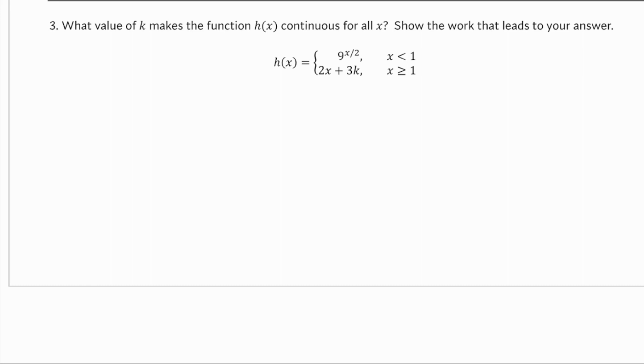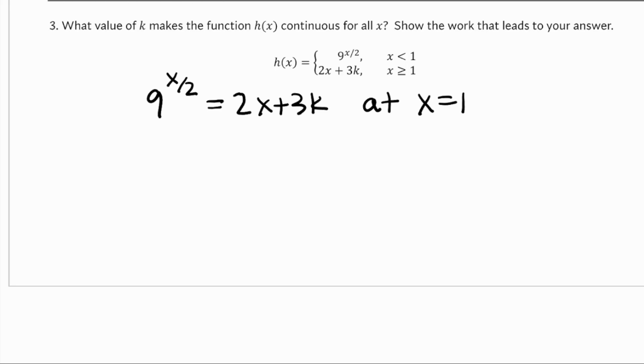Now, if we're asked what value of k makes this function continuous at all x, we're going to need to take the two pieces of the graph, 9 to the x divided by 2, and set them equal to each other. So 9 to the x divided by 2 equals 2x plus 3k at the point where x equals 1. So we're going to take this 1 and plug it in wherever we see x.